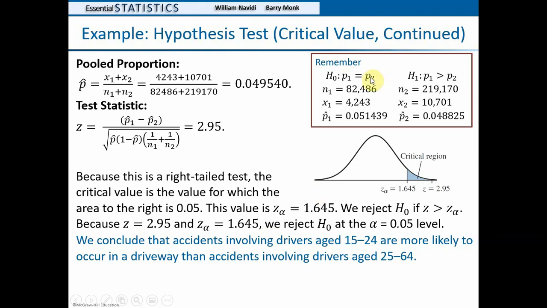So since we clearly reject this one, we have enough evidence to support this. So at the alpha equal to 0.05 level, there is sufficient evidence to conclude that the proportion of drivers in that age group in a driveway is greater than the proportion of the P2 group. That's the 15 to 24 P1 group, and my P2 group is the 25 to 64.